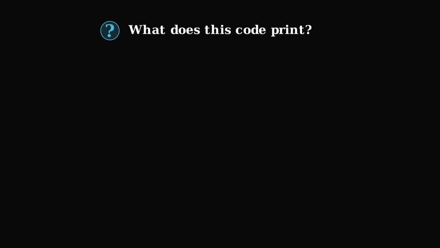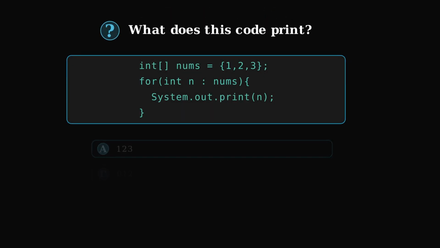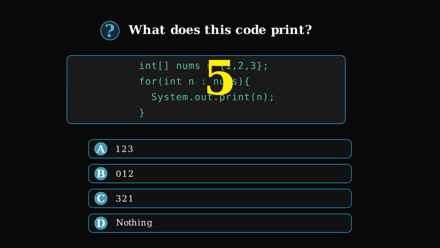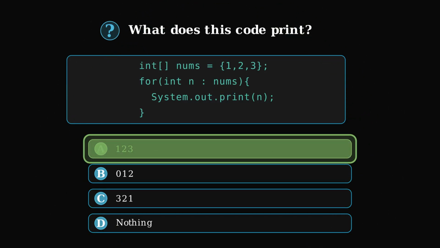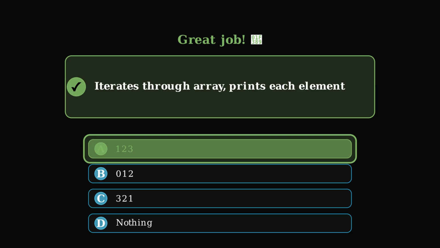What does this code print? Which one is correct? The correct answer is iterates through array, prints each element.